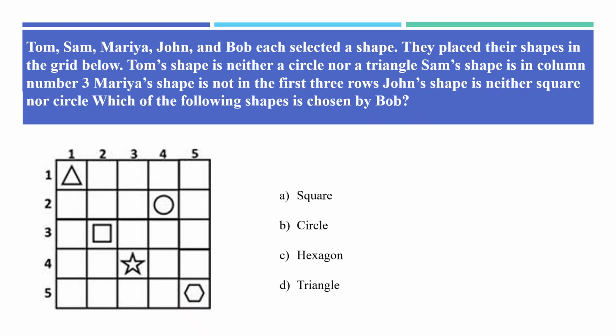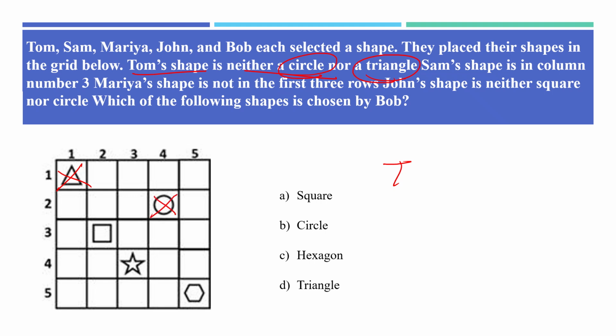Great. The next question. Tom, Sam, Maria, John, and Bob each selected a shape. They placed the shapes in the grid below. Tom's shape is neither a circle nor a triangle. Okay, there are 5 shapes. So 5 people, each one has selected one shape. Tom's shape is not a circle or a triangle. So this is not Tom, this is not Tom. Yeah, this is not Tom.